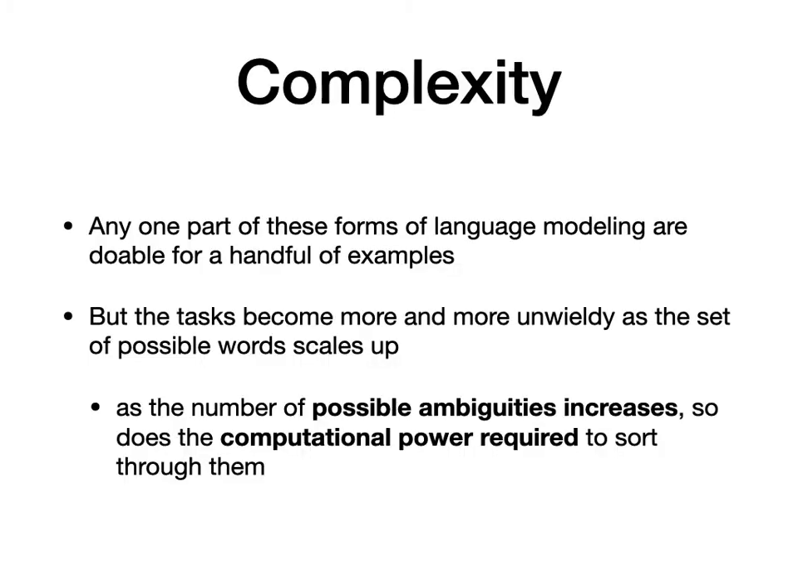So any one part of any of these forms of language modeling we've discussed, not all of them at length yet, but we will see them more, they're doable for a handful of examples pretty easily, right? But it becomes harder to fit them all together as you scale up the set of all words that you're willing to include in your process. So as the number of ambiguities increases, for example, so does the computational power that would be required to sort through those ambiguities.